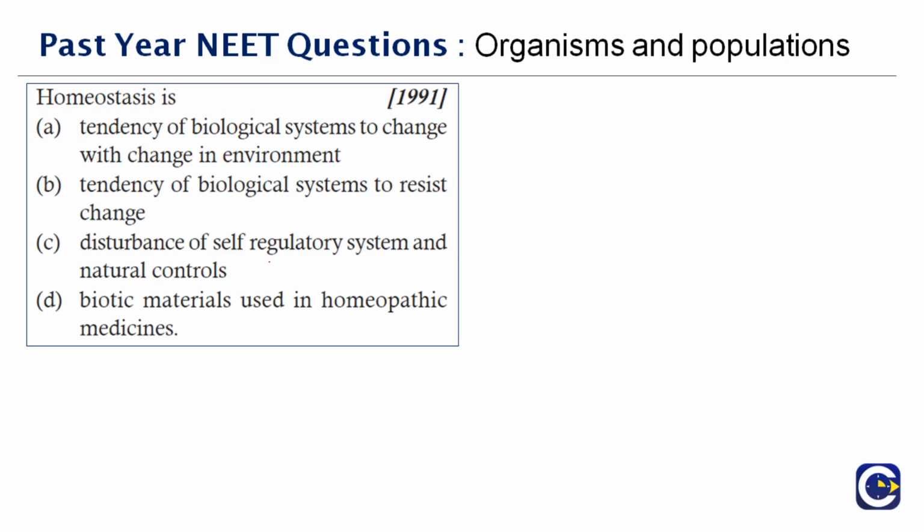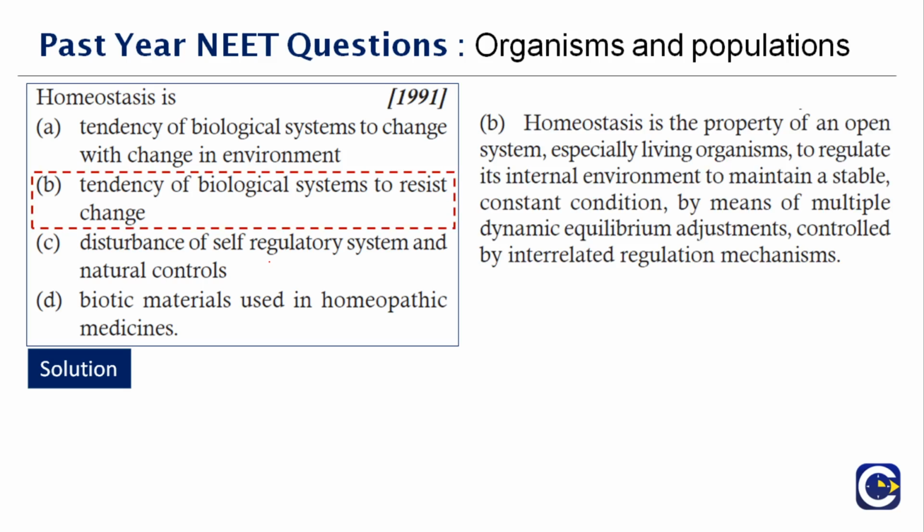Next question here. Homeostasis is dash. What is homeostasis? It is a property of an open system, especially when it comes to living organisms. It regulates its internal environment to maintain a stable, constant condition by means of multiple dynamic equilibrium adjustments, controlled by interrelated regulation mechanisms. So it is a tendency of biological systems to resist change, and that is termed homeostasis. Therefore, the right answer is option B.